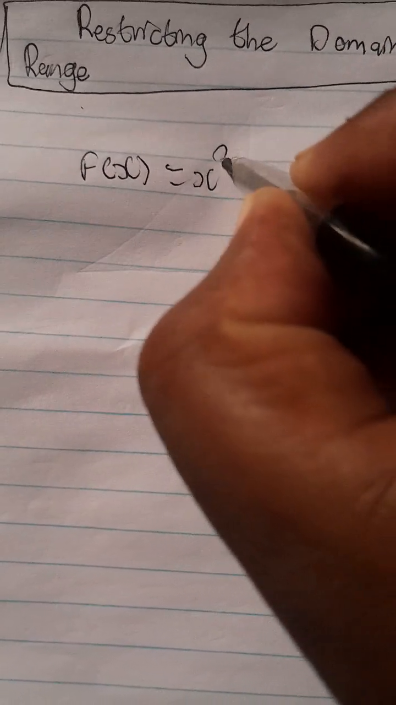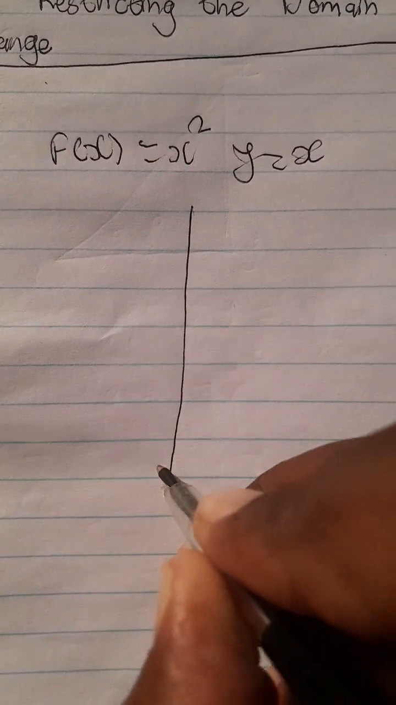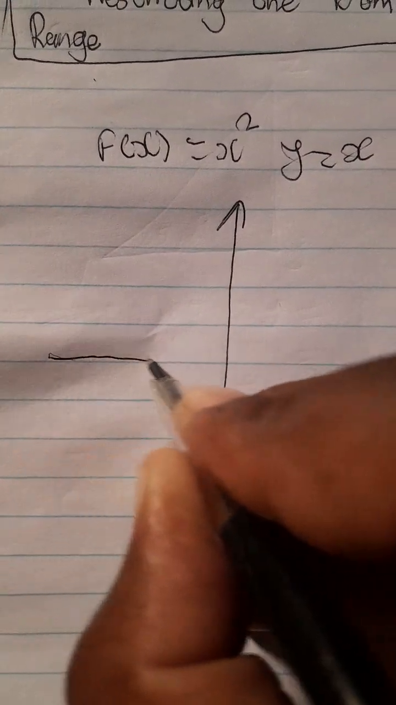Today we'll look at restricting the domain and range. Without wasting time, let's get to it. Consider you're given this function, f of x is equal to x squared, and the graph of a straight line, y is equal to x. Let's consider sketching them. We'll understand it better with a sketch.